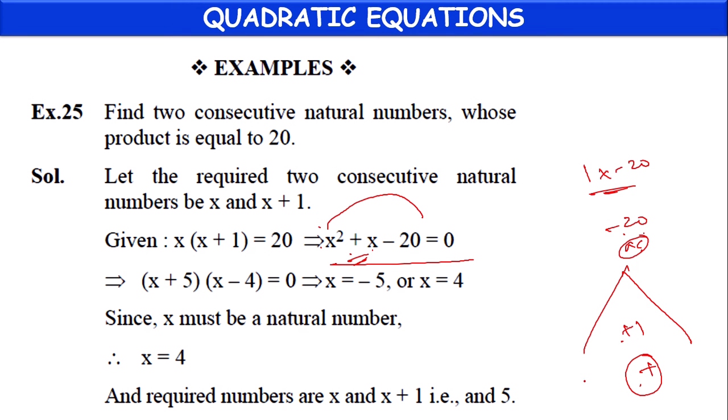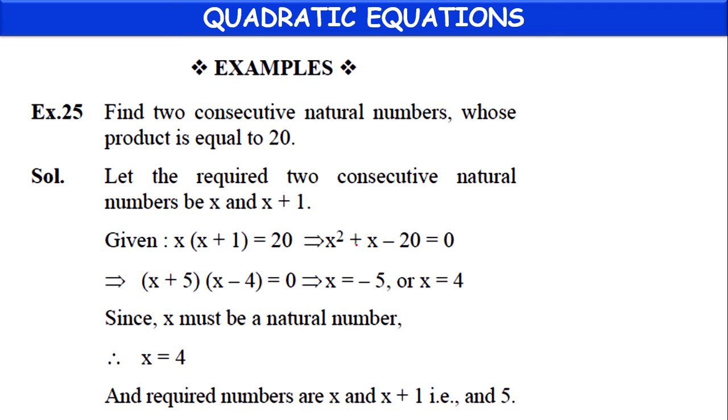We can take 5 and 4, since 5 times 4 is 20. But we need plus 1, which means we can take plus 5 and minus 4. Plus 5 into minus 4 is minus 20, so the product is minus 20. Plus 5 plus minus 4 equals plus 1, so the sum is plus 1. So the middle term is split: x square plus 5x minus 4x minus 20 equals 0.